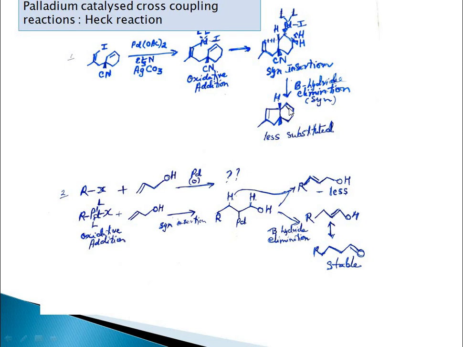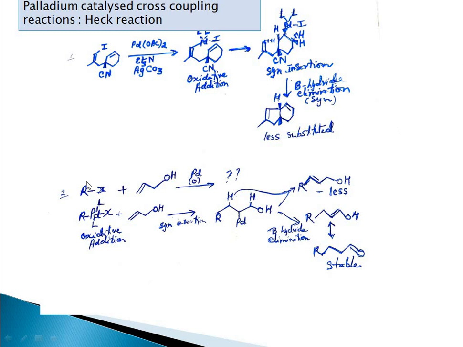This double bond, as we can see, is present along the less substituted carbon. Generally, people draw the product of hydride elimination as this, because this is the more substituted carbon. No, because of this mechanism, syn insertion and syn beta hydride elimination, we will get the less substituted product as the major product in this Heck reaction. This is the Heck reaction.